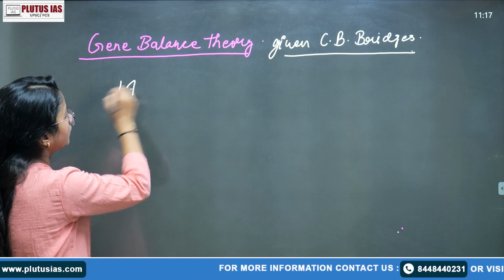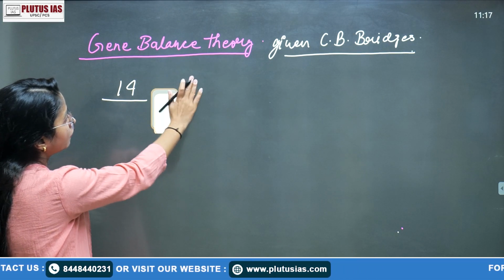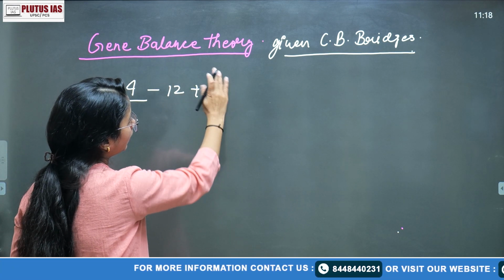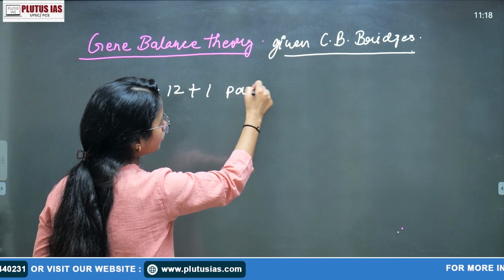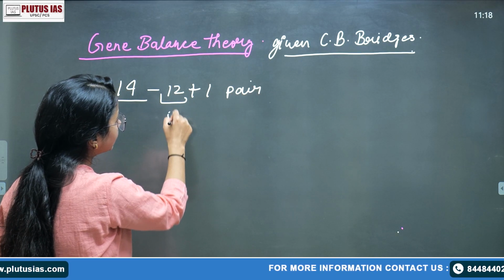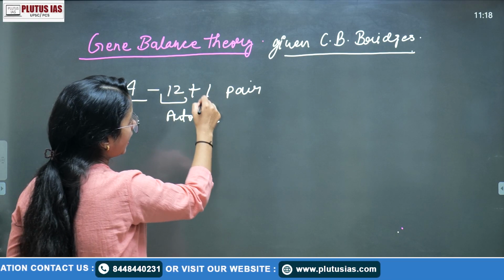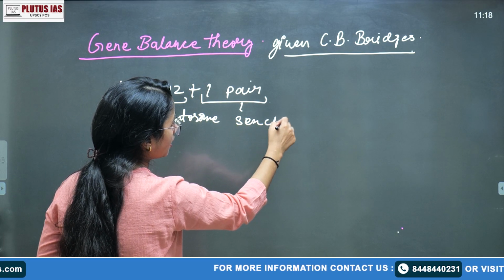Then we can say that 2A, or maybe 12 chromosomes, is your autosomes, plus 1 pair of chromosome, 12 plus 1 pair, is your sex chromosome. So 12 pairs we can directly say are autosomes, and this 1 pair is your sex chromosome.